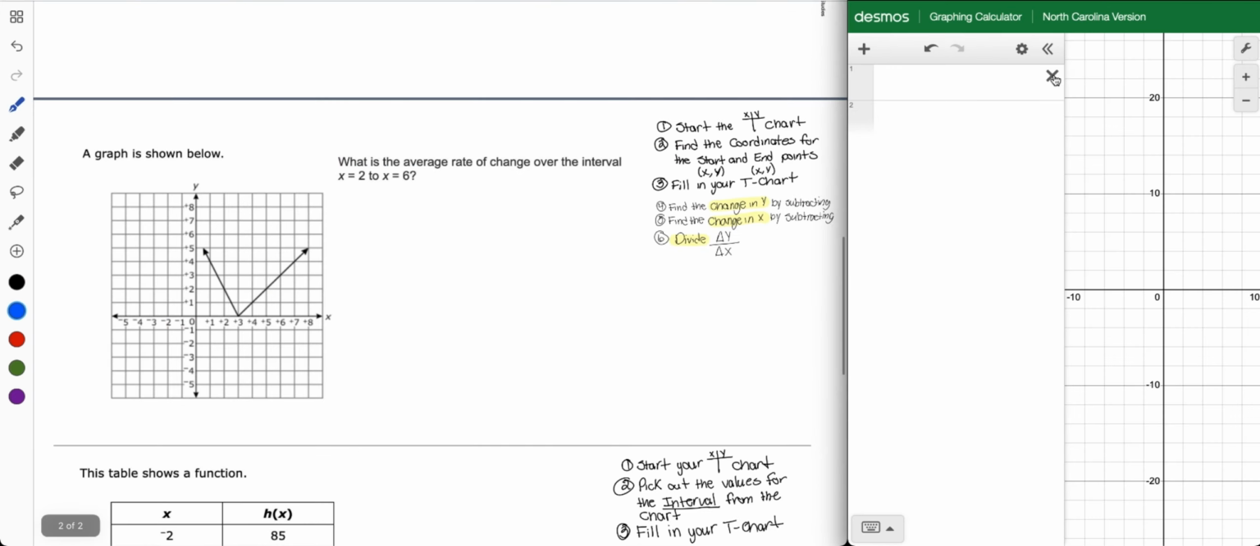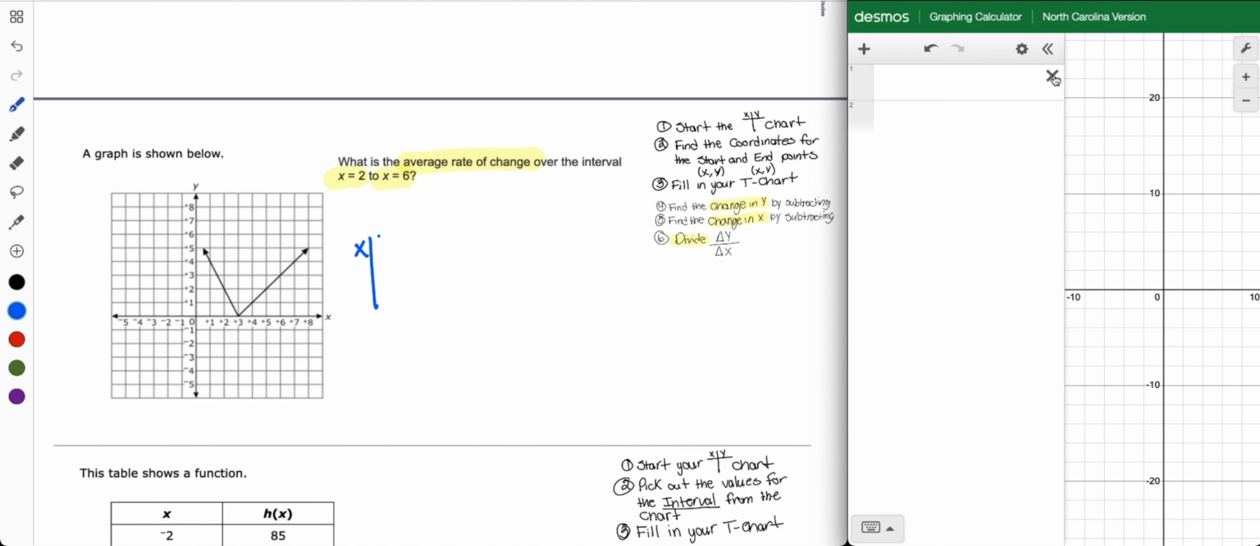Now let's move to our next example. All right, so in our second example, it says a graph is shown below. It says, what is the average rate of change over the interval, which is x is equal to 2, to x is equal to 6. So the important thing is that we're still looking for average rate of change for the interval x equals 2 and x equals 6.